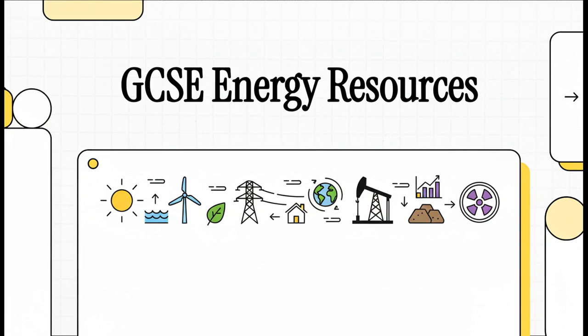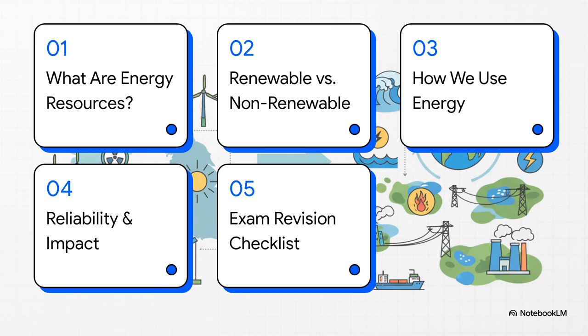Ready? Let's do this. So, here's our game plan. First up, we'll hit the essential list of energy resources you've just got to know. Then we'll slice them into renewable and non-renewable. After that, we'll look at how we actually use this stuff, weigh up the pros and cons like reliability and environmental impact, and then wrap it all up with a really simple exam checklist. Sound good? Let's get started.